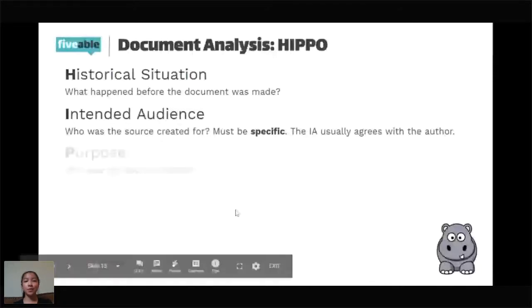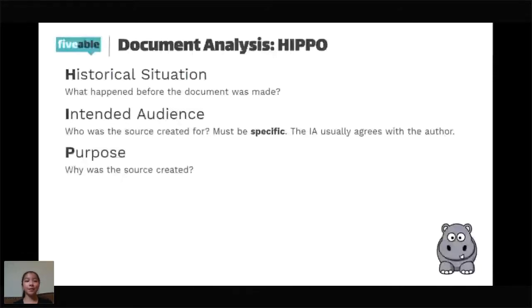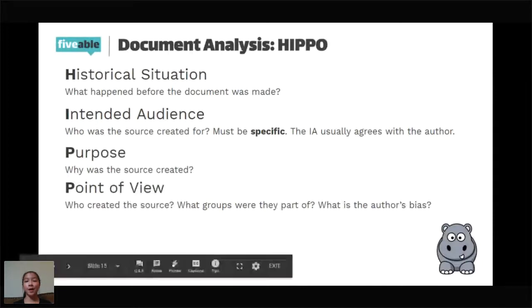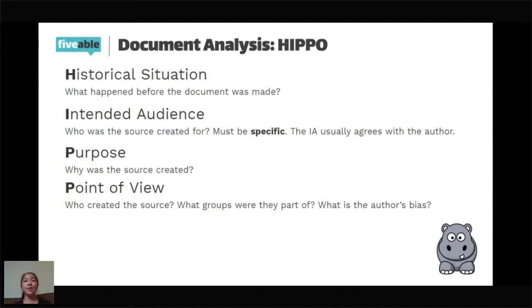Purpose. So why was the source created? And then point of view is who created the source, what groups were they part of? So what is the author's bias? And so with the author's bias, does the author's bias set off the purpose of the document?